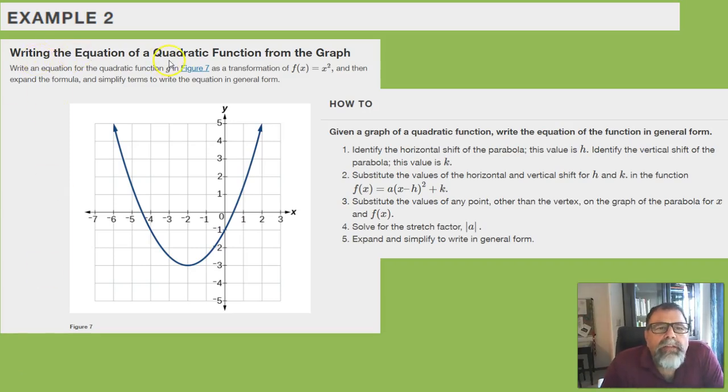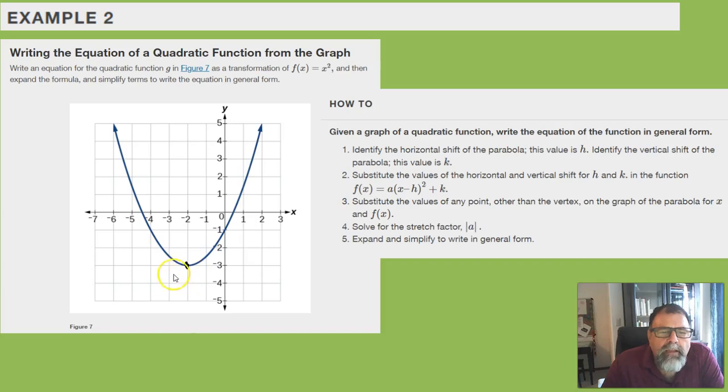Example 2, writing the equation of a quadratic function from the graph. Write an equation for the quadratic function g in figure 7 as a transformation of f of x equals x squared, and then expand the formula and simplify terms to write the equation in general form. Okay, so here's the technique given over here. First, identify the horizontal shift of the parabola; this value is h. Identify the vertical shift of the parabola; this value is k. So basically, you look at the vertex, and that's going to tell you where it shifts.